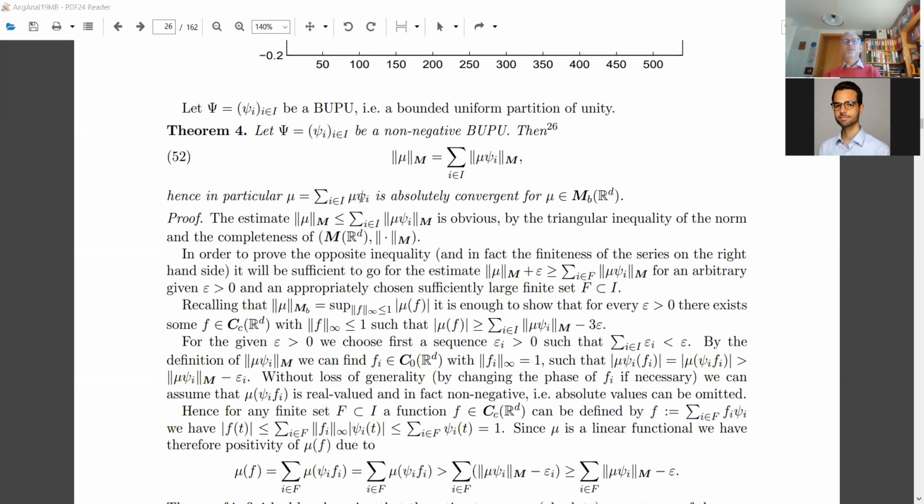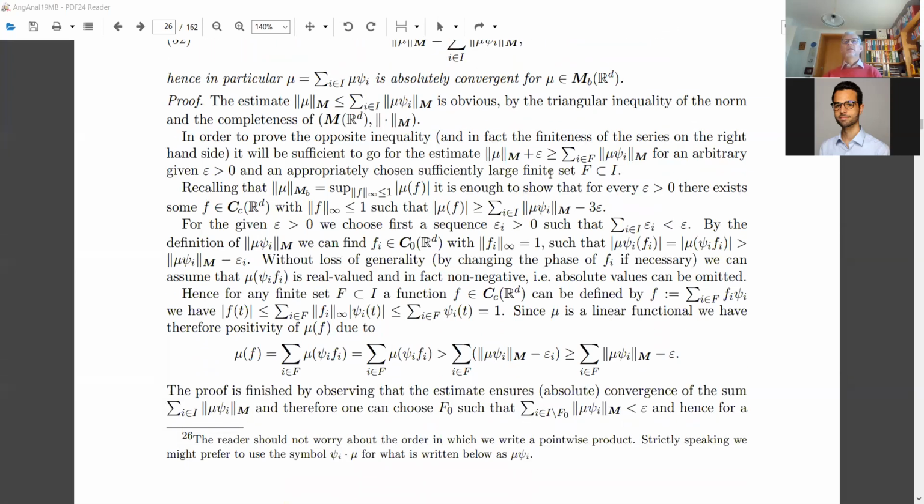But the sum of the psi i is 1, so the sum of mu of psi i f is just mu applied to 1 times f, which is mu of f. So this estimate is just the triangle inequality plus the completeness of the bounded functionals. The difficult part is to show that it cannot be smaller, that it is exactly this.